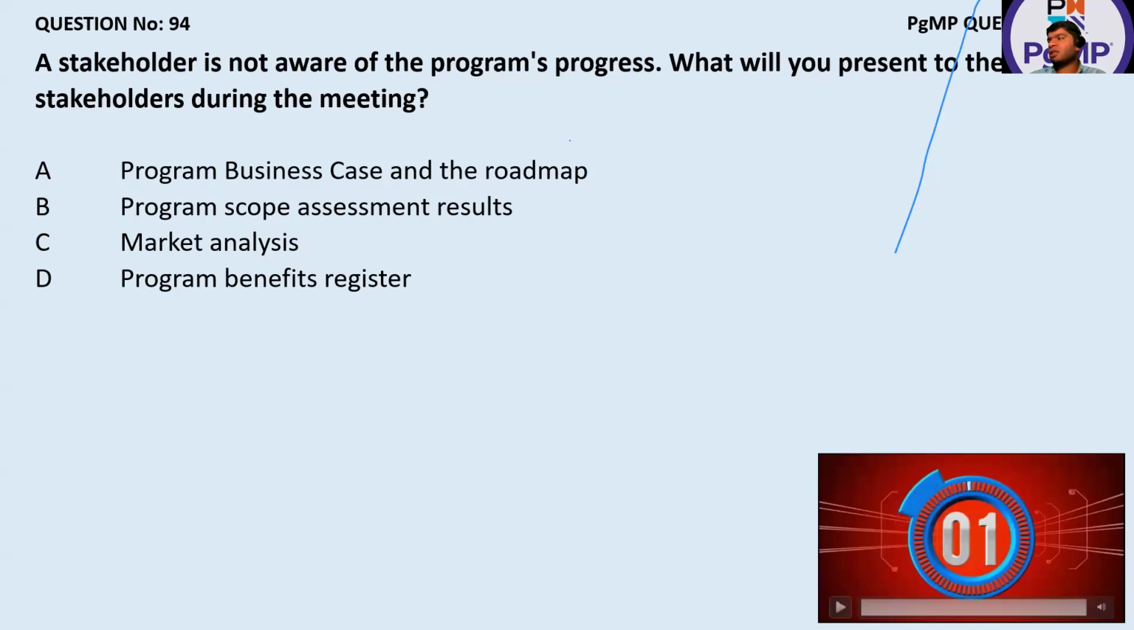A stakeholder is not aware of the program's progress. What will you present to the stakeholder during the meeting? Why A? Business case and roadmap have nothing to do with the program progress. We just studied in task 6: for program progress, you have to keep your benefit register updated. Program benefit register is the correct answer. Straightforward.